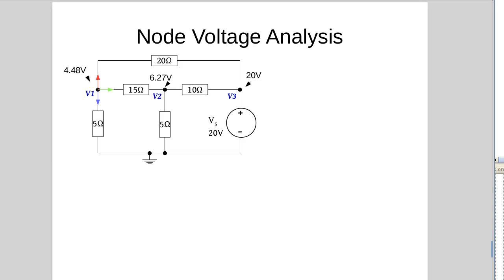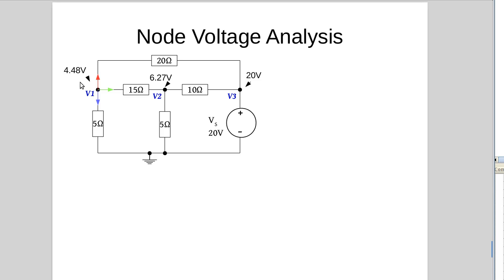So let's put those voltages on our drawing. 6.27 volts, 4.48 volts. So does this seem realistic? Does it feel right? Well, let's just have a little rule of thumb test. Let's ignore all these values in here and just look at 20 volts through 20 ohms and 5 ohms in series. So there's 25 ohms around there. 5 ohms is a fifth of 25. A fifth of 20 volts is 4 volts. So if there was none of this circuit here, this would be 4 volts.